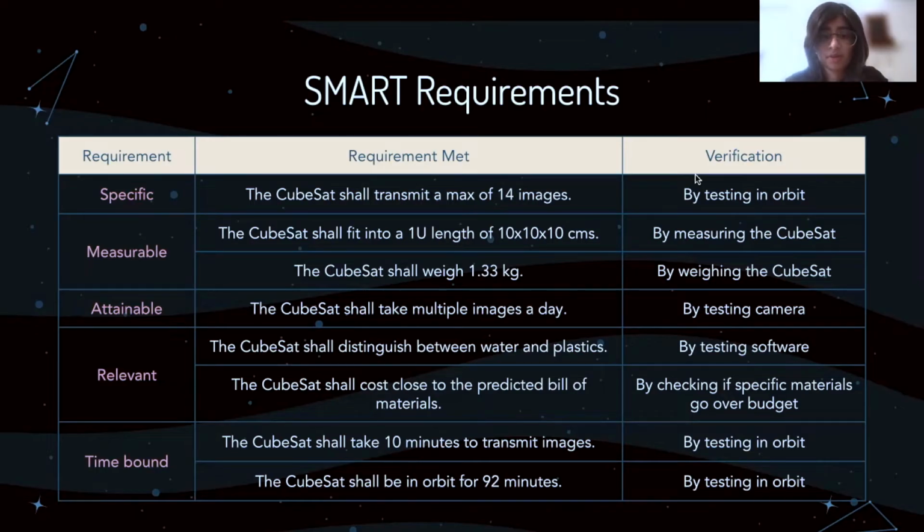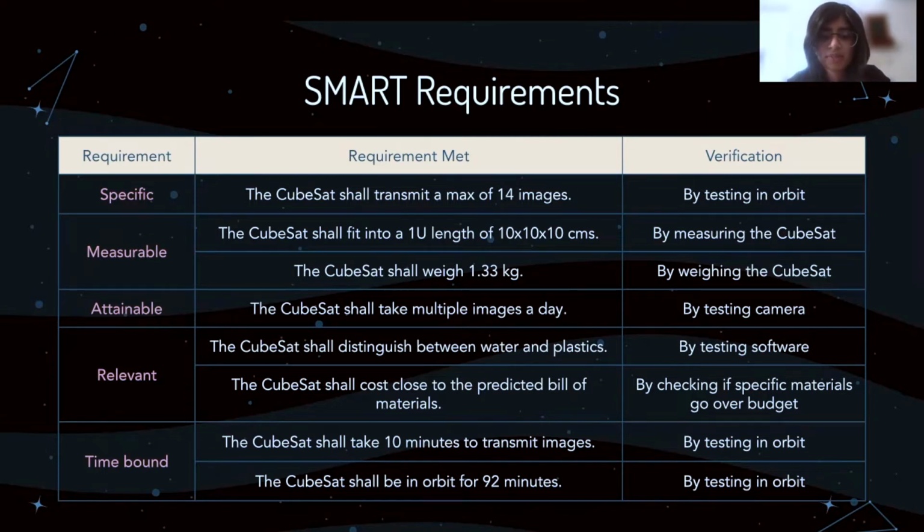These are our SMART requirements. The first requirement is that the CubeSat shall transmit a max of 14 images. We'll verify this by testing in orbit. Next, the CubeSat shall fit into a 1U length of 10 by 10 by 10 centimeters, and the CubeSat shall weigh 1.33 kilograms. This would be verified by measuring and weighing the CubeSat.